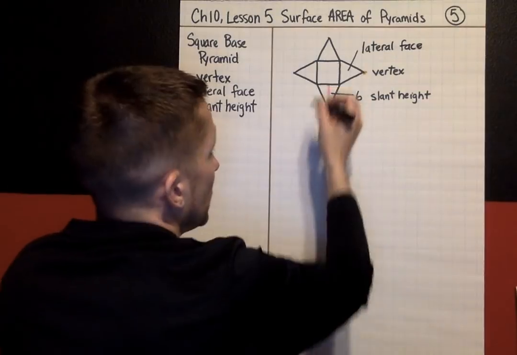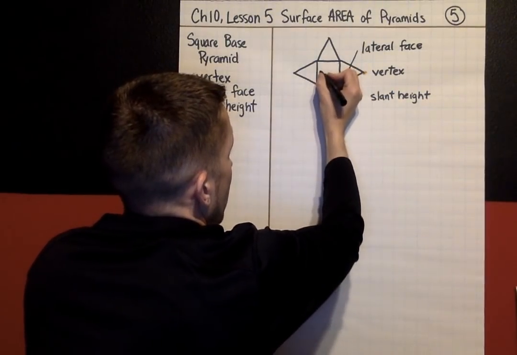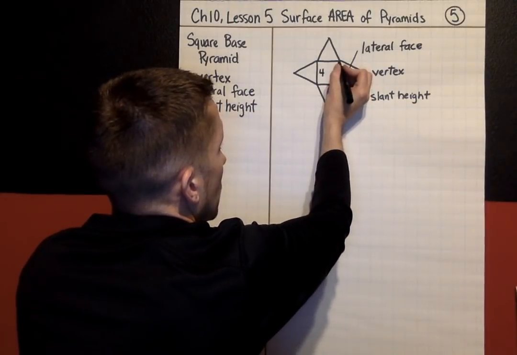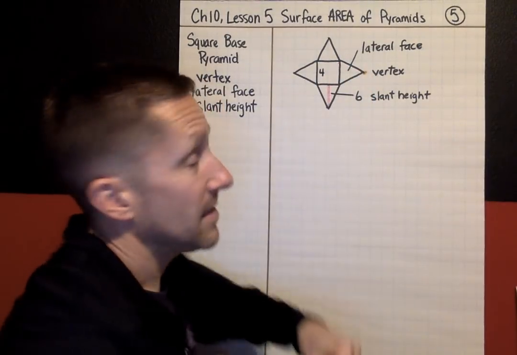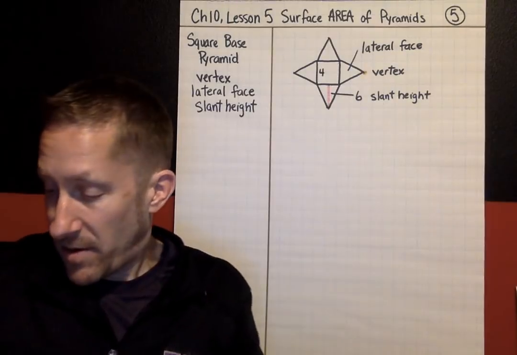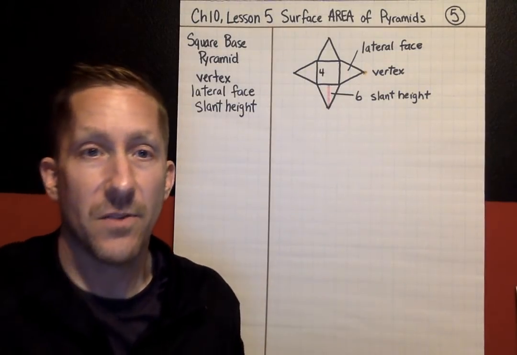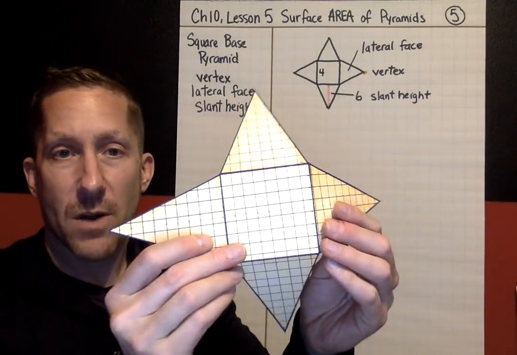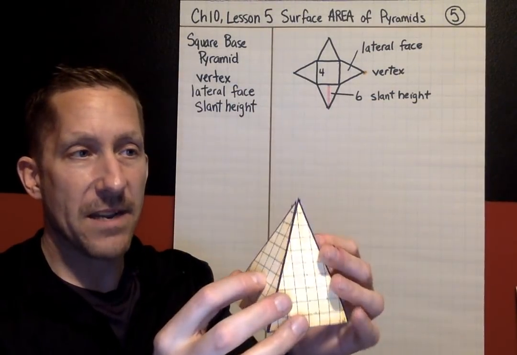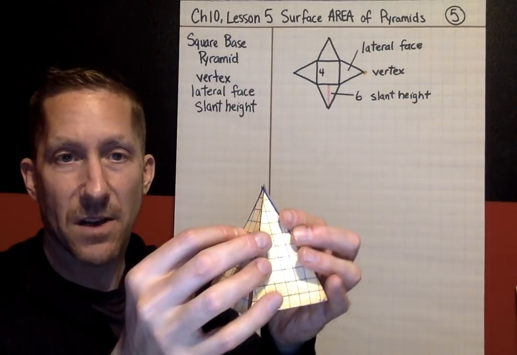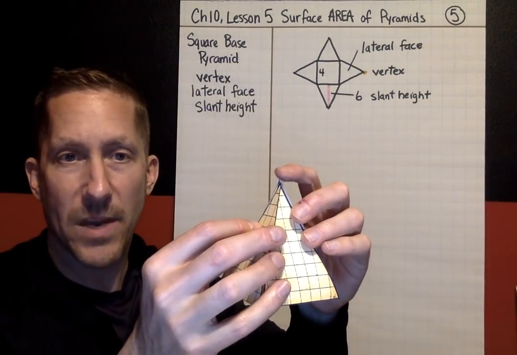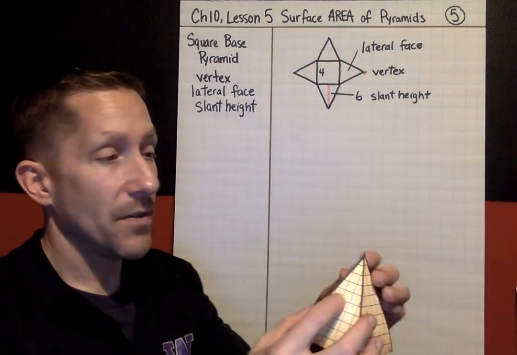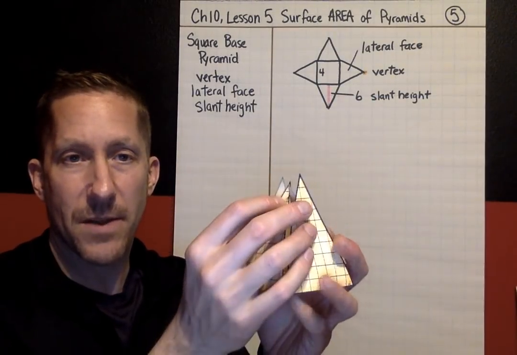Okay, and the other dimension that I want to give you is this. This line right here is a 4, which means this is a 4, this is a 4, and this is a 4 as well, because that is a square. So now let me put together that pyramid and we'll go through the vocabulary. So here is my square base pyramid, and now I've made it into a pyramid. When these triangles all touch at the very top, this point right here where all 4 triangles come together, that is called the vertex.